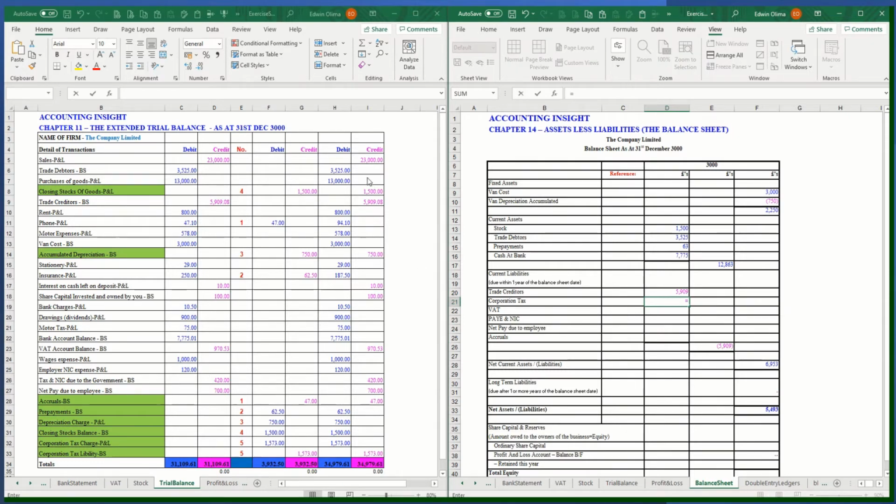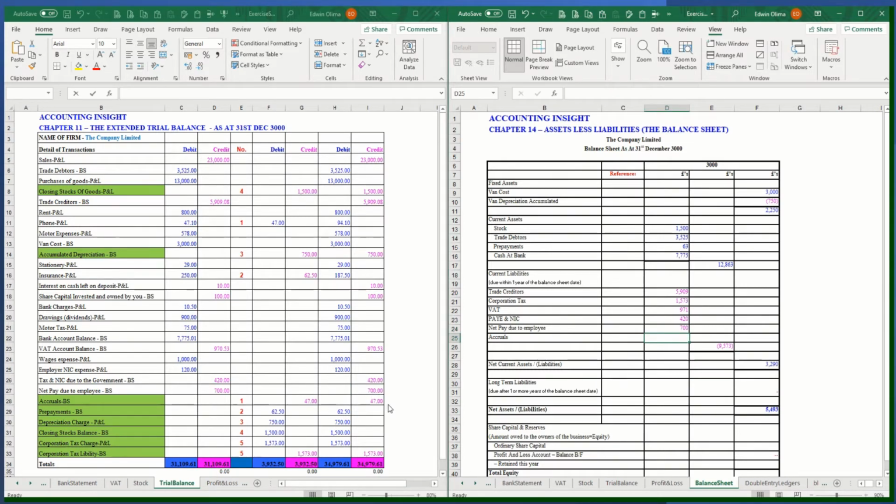Corporation tax to be paid, we calculated that and it's down here. You see, it's a credit. VAT to be paid, we worked that out, there it is, VAT in balance sheet. PAYE and national insurance to be paid to the government, there it is, balance sheet, 420. Net pay due to the employee at the end of the year, 700.